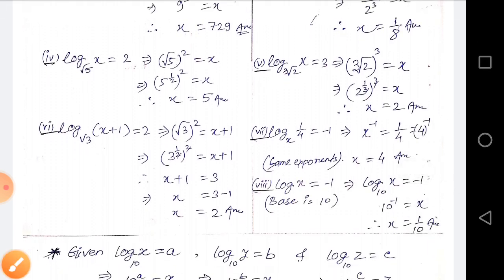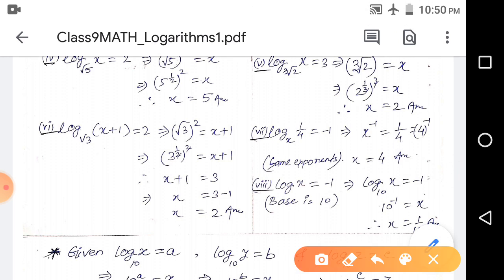We have log square root 3 of (x plus 1) is equal to 2. So now we do one thing. For the exponential form, we write this with the power 2. So square root of 3 squared. Now we know that square root 3 means 3 to the power 1 by 2. So powers are multiplied, so this becomes 3. So on the right hand side we have x plus 1. So x plus 1 equals 3. So x equals 3 minus 1, which is 2. This is the answer.